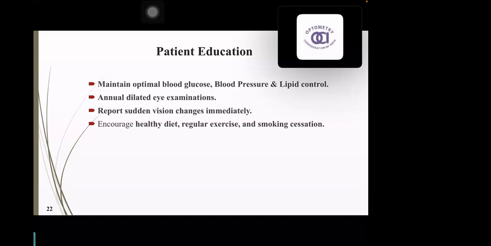Avoid self-medication or skipping follow-up appointments. Consistency is the key to the treatment of diabetes. So, encouraging this proactive attitude can dramatically reduce the blindness rate from diabetic retinopathy. As clinicians, we must serve not only as caregivers but also as educators and motivators for our patients.